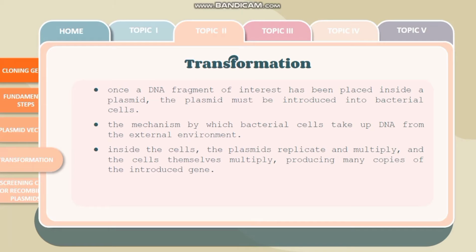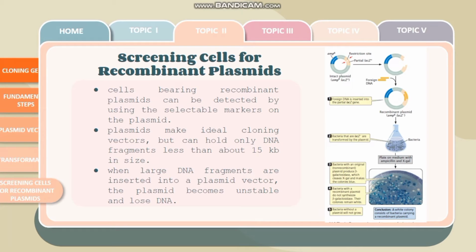Next is the transformation. Once a DNA fragment of interest has been placed inside the plasmid, it must be introduced into bacterial cells. Transformation is the mechanism by which bacterial cells take up DNA from the external environment. Some types of cells undergo transformation naturally, while others must be treated chemically or physically before they will undergo transformation. Inside the cells, the plasmid replicates and multiplies, and the cells themselves multiply, producing many copies of the introduced gene.